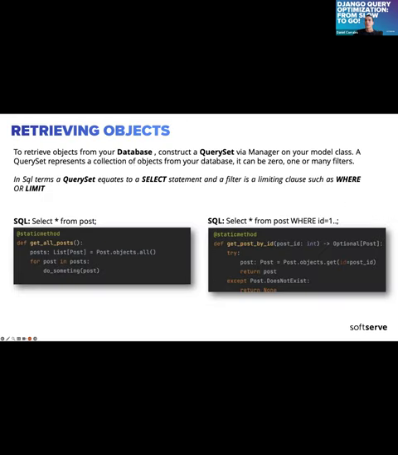So to retrieve objects in your database, you need to construct a query set via a manager on your model class. A query set represents a collection of objects from your database. It can have zero, one, or many filters. In SQL terms, a query set equates to a SELECT statement, and a filter is a limiting clause, such as WHERE or LIMIT.